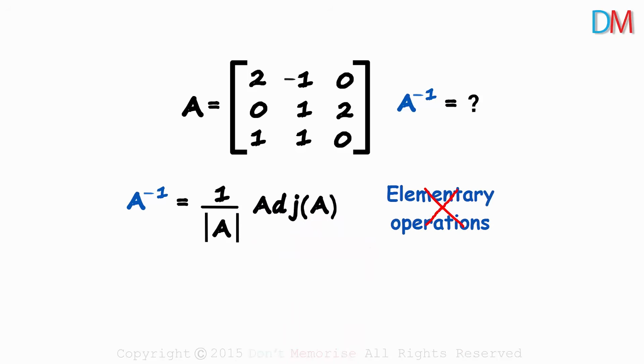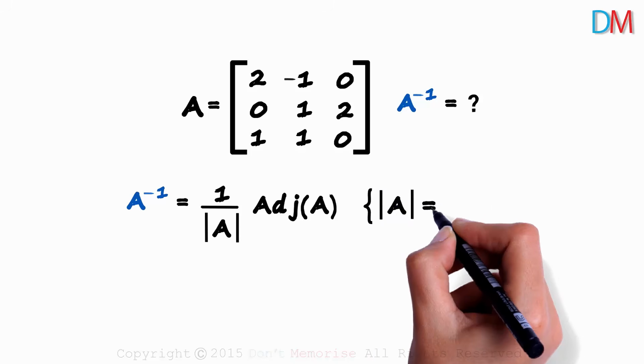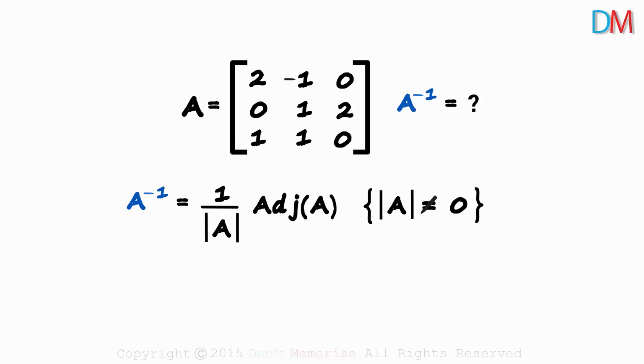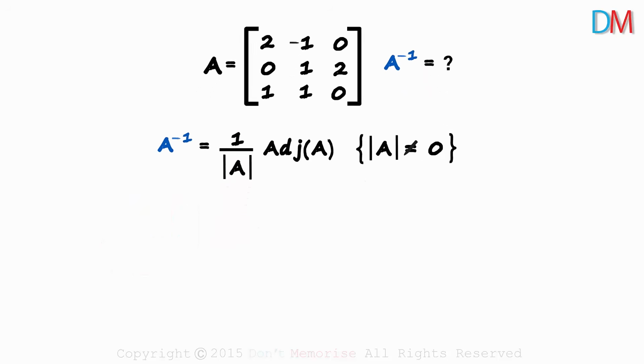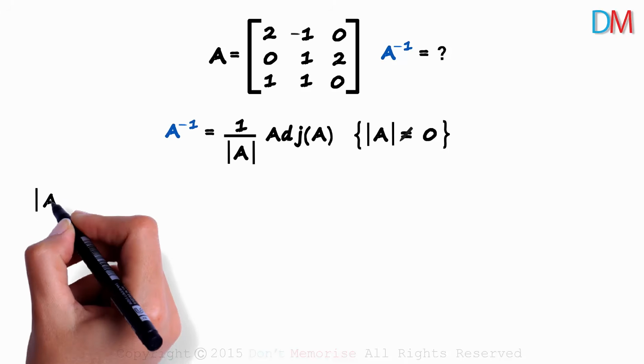No elementary operations needed. The condition states that the determinant of A must not be equal to 0. That's because the denominator cannot be equal to 0. If the determinant of A is 0, then we can say that the inverse of matrix A does not exist. So that's the first thing we should do. We find the determinant of A.